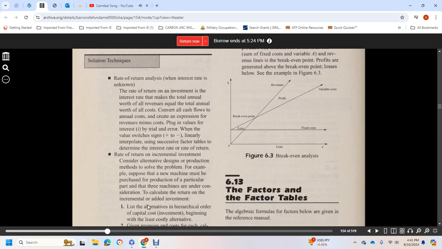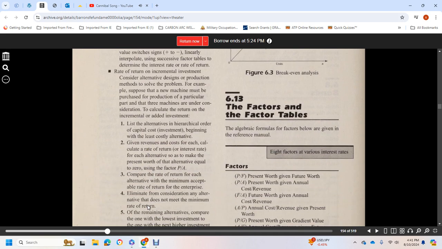Rate of return on incremental investment. Consider alternative designs or production methods to solve the problem. For example, suppose you have a new machine for the production of a particular part. Three machines are under consideration. Calculate the return on the incremental added investment.